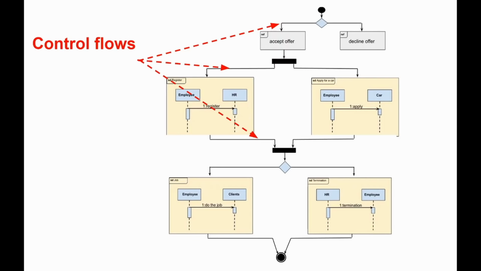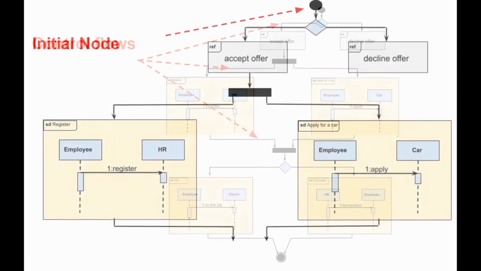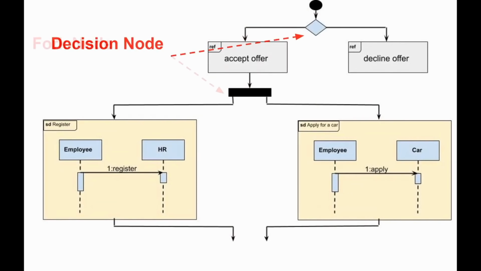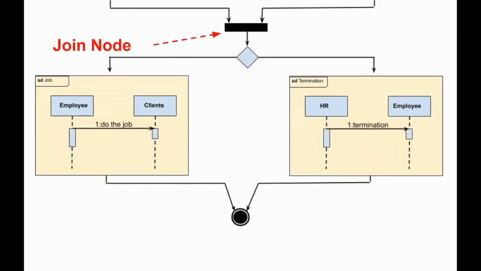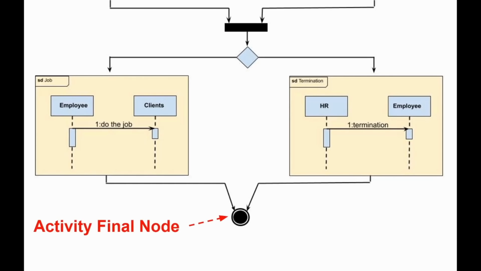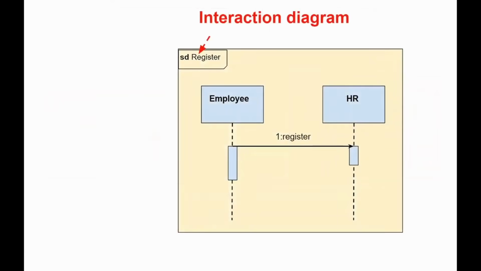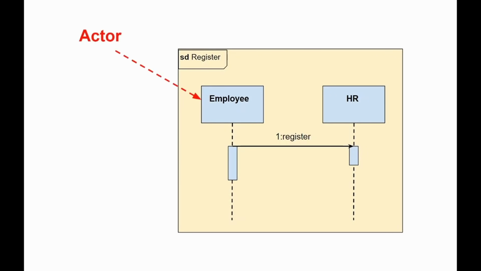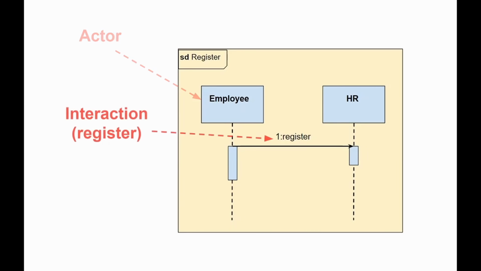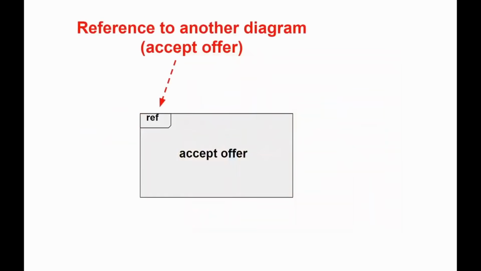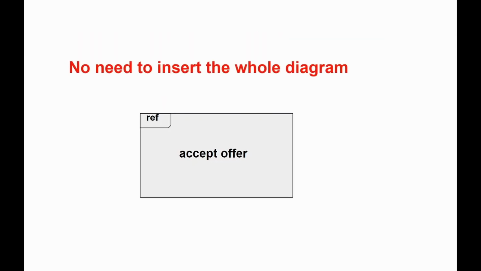Here are the main nodes used in the diagram: initial node, decision node, fork node, join node, and activity final node. There are several node types, such as interaction diagram, marked as SD, a sequence diagram of any kind. It may appear inline as an activity invocation. Reference to the interaction, marked as ref, is also called interaction use. With its help, large and complex sequence diagrams can be greatly simplified. It is also common to reuse some interaction between several other interactions.